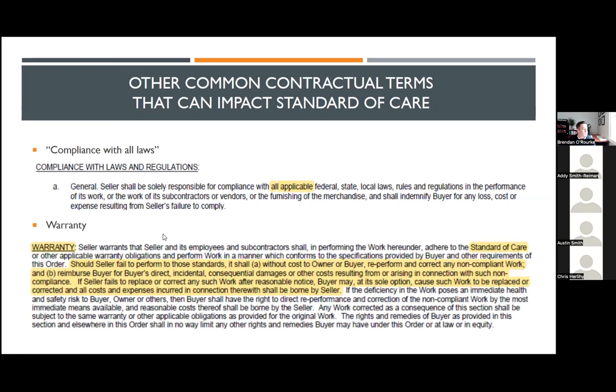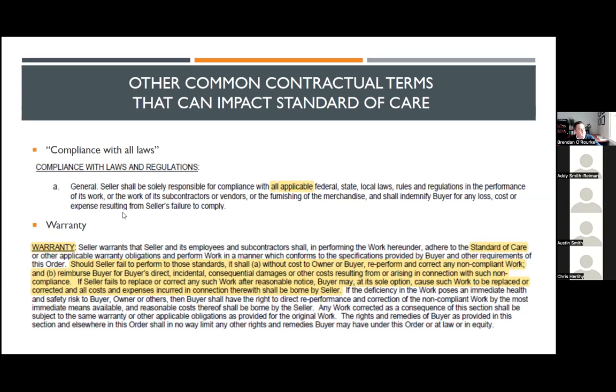Another area is where you see warranties in your form contracts. Design professionals, again, going back to the standard of care and what Maine law requires, are not in the business of giving warranties. Warranties are something that's given for products, not services. So if you see the term warranty in a form contract provided to you by an owner, I would raise a red flag quickly on that.